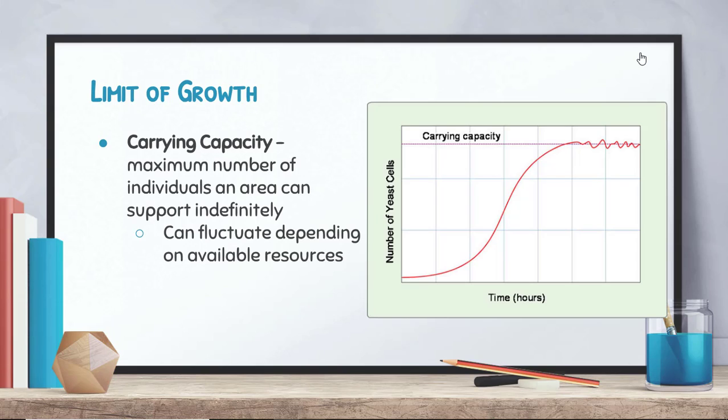Now keep in mind that once a population reaches the carrying capacity, it doesn't just flatline where that's the max we can have. The population can go above and below the carrying capacity, but as it goes above, there are more organisms than resources, so organisms are going to start to die. Whereas if the population goes below the carrying capacity, there are more resources than organisms, so they'll be able to survive and reproduce and repopulate the area. So it can fluctuate depending upon available resources. If resources increase, then the carrying capacity increases, and vice versa.